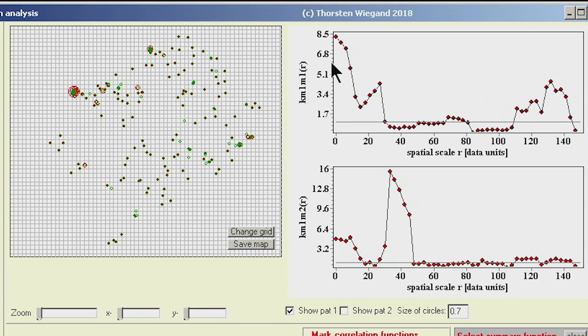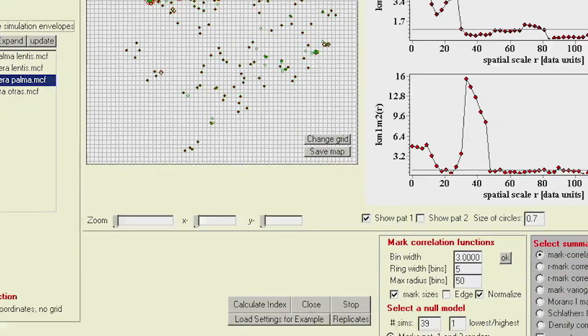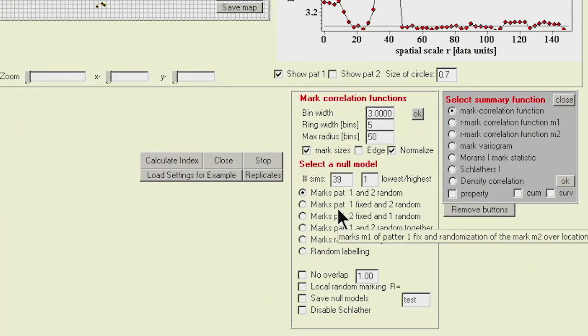Yeah, and then this mark correlation function would have a value of 1 if they are independent, and if they have an aggregation or attraction, then they have very large positive values, as you see here. But we don't know if they are statistically significant. For this reason, we now again calculate simulation envelopes to select the random marking null model.